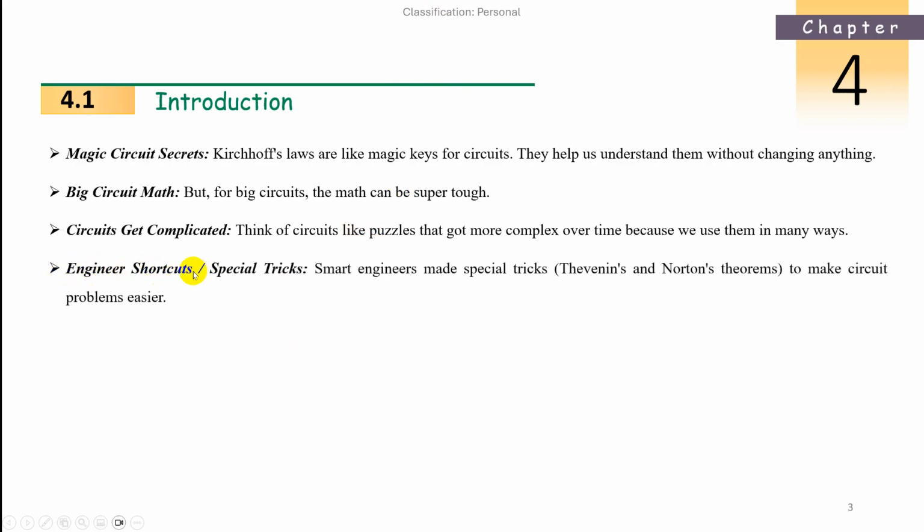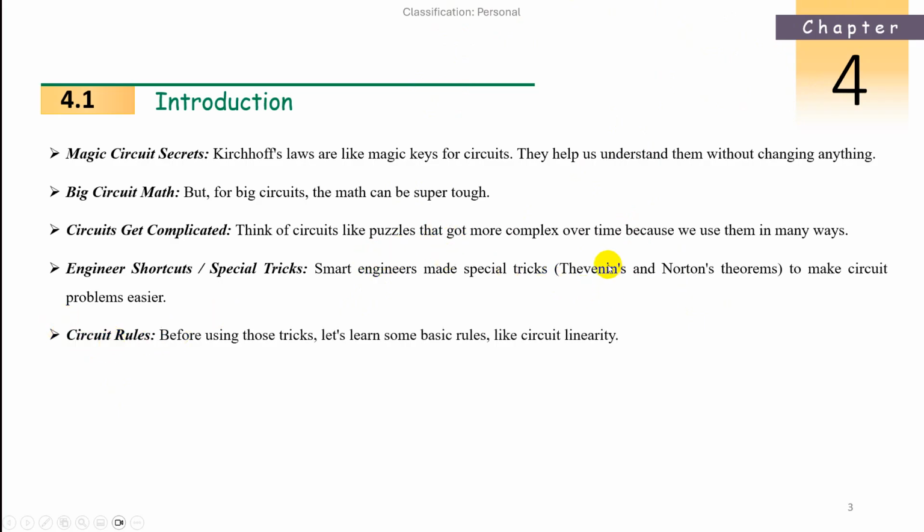What engineering shortcuts or special tricks do we need to solve those big and complex circuits? Smart engineers made special tricks like Thevenin's and Norton's theorems, the superposition theorem, and the source transformation theorem, to make circuit problems much easier to solve. They developed these different tricks: Thevenin's, Norton's, superposition, maximum power transfer, and source transformation theorem.